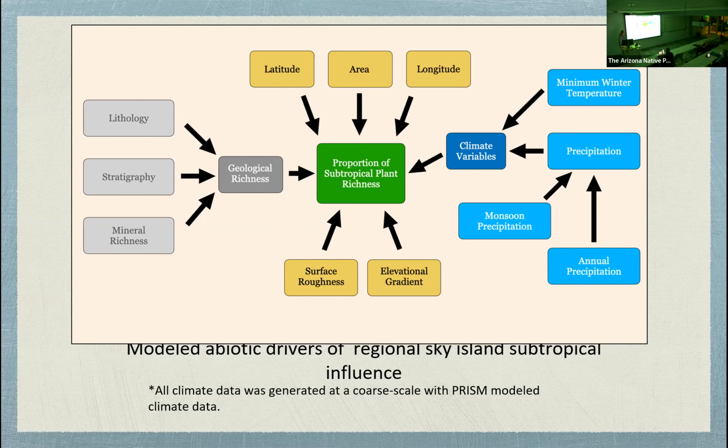Latitude, we know species richness is much greater as latitude gets closer to the tropics. And as you go further away from the tropics, the richness drops. So that would be an obvious one. We also looked at longitude.